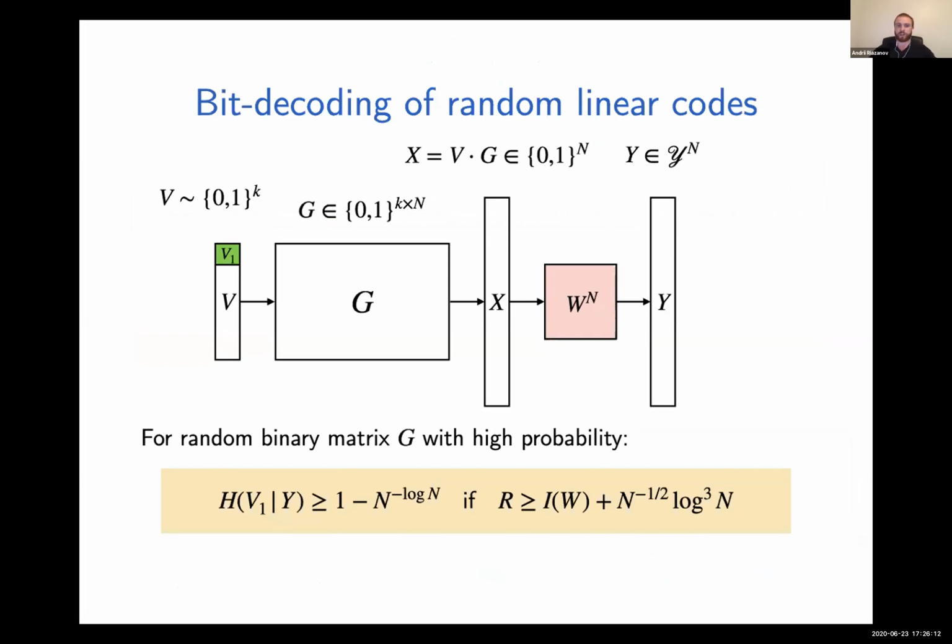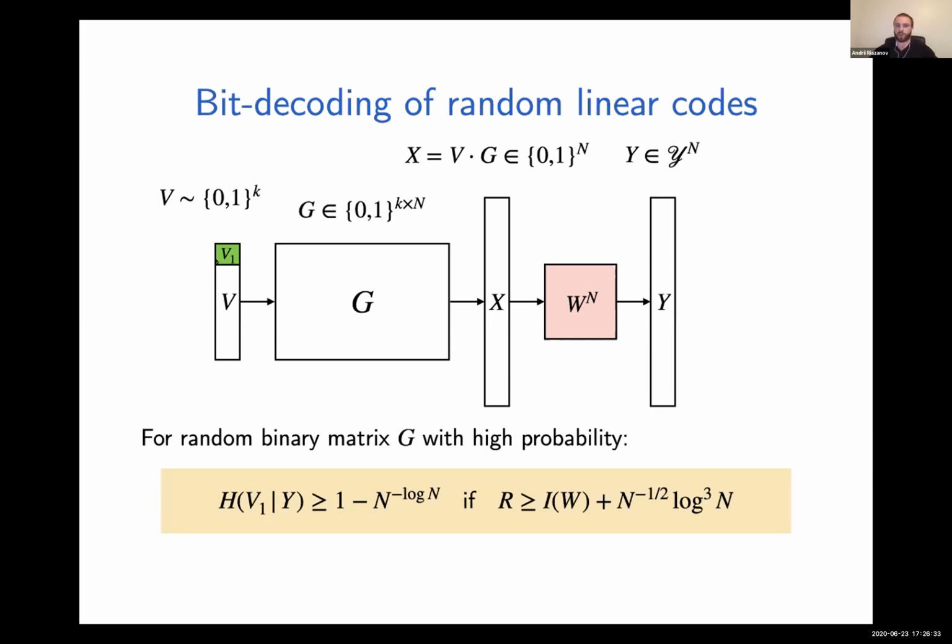So in this picture, we just use a random linear code for communication. We have a message of k bits and we multiply it by a random matrix of size k by n. We obtain a codeword, we send it through the channel and observe the output vector. So the task we're interested in is to decode the first bit of the message, just a single bit, given the output vector.